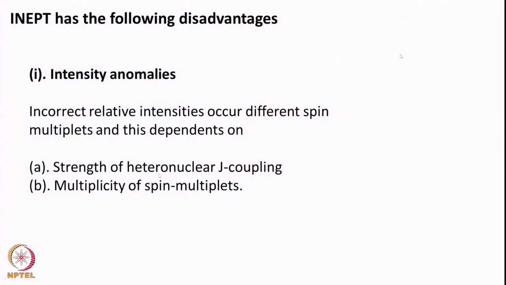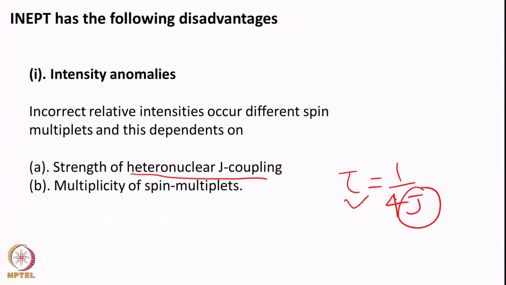INEPT has some disadvantages that we had seen. It actually gives us incorrect relative intensities because of different spins and multiplets. And here one important parameter that we discussed is heteronuclear J coupling. So you have to select that tau time which is suited to 1/4 J. If the J coupling is quite strong, we have enough time. If the J coupling is weak, then we have a different time. So we have to tune our tau, and that is one of the demerits of this INEPT.